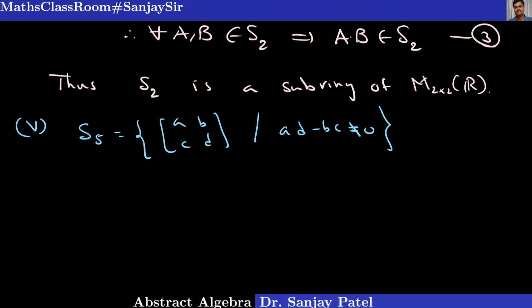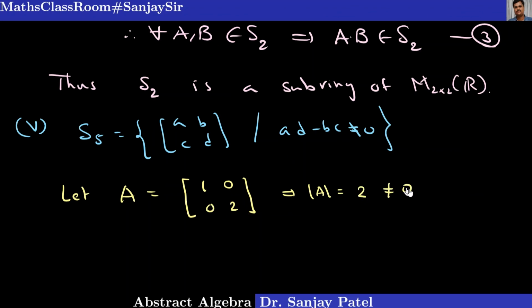Suppose I choose, let me try. Let us take one matrix A equal to 1, 0, 0, 2. Then what about the determinant of this matrix? That is A into D minus B into C, which is 2, not equal to 0. So I can say that A belongs to the set S5. Sorry, it is not S2, it is S5. A belongs to the given set S5.